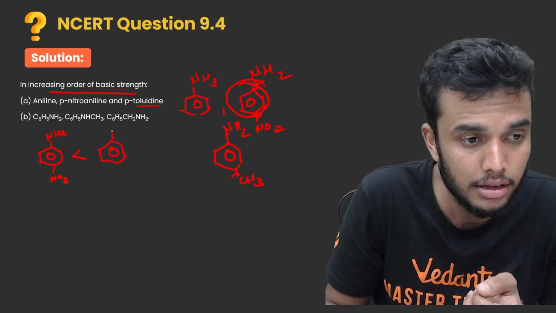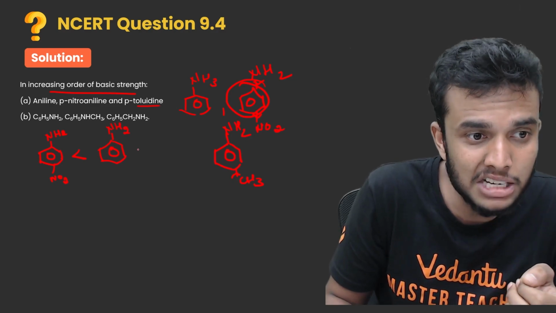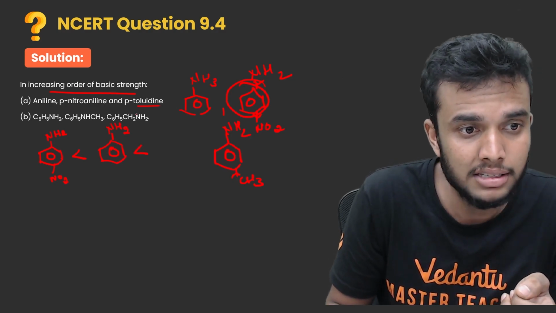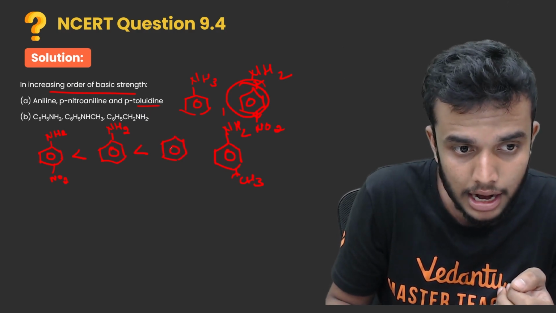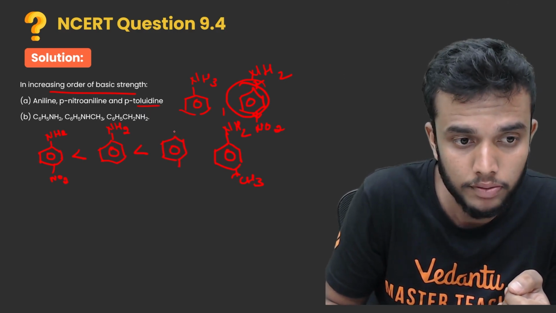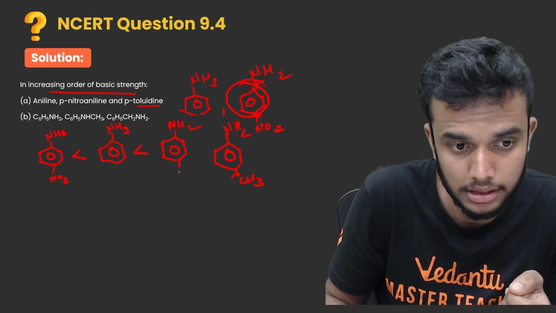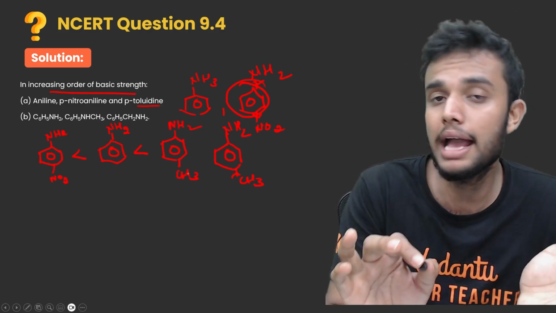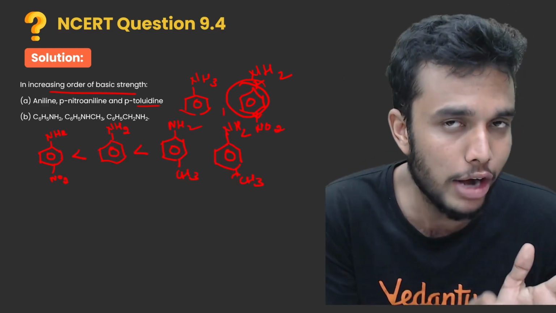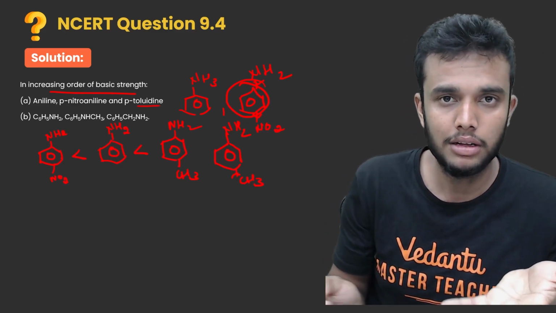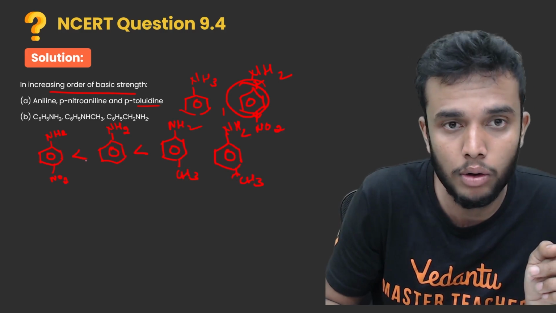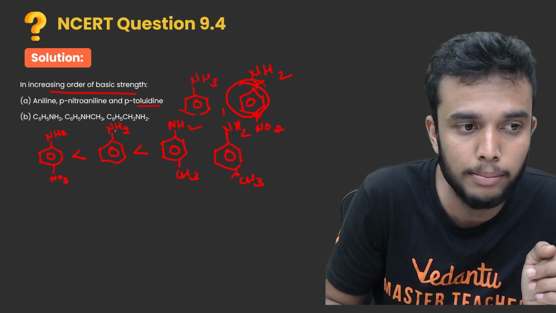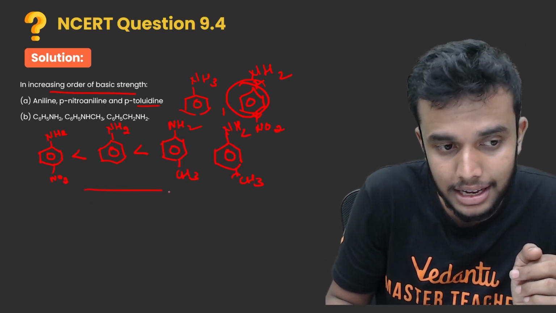Aniline, NH2. Next, the last one, students, is para-toluidine. In the last one, why? Here already one donating group is there. That's why. This overall exercise depends completely upon donating and what? Withdrawing groups. This is the increasing order.